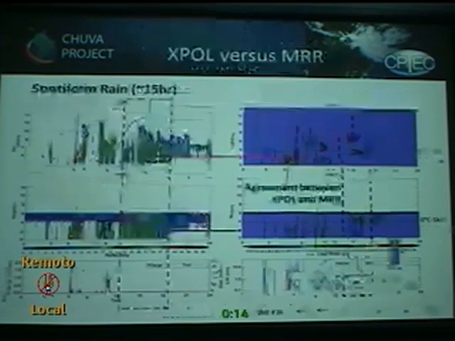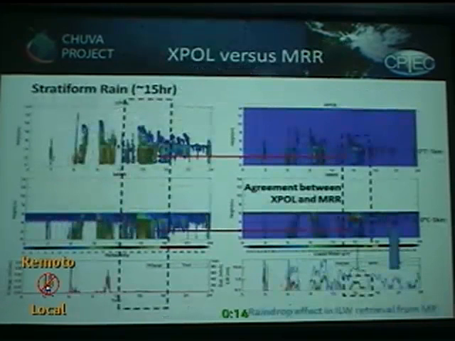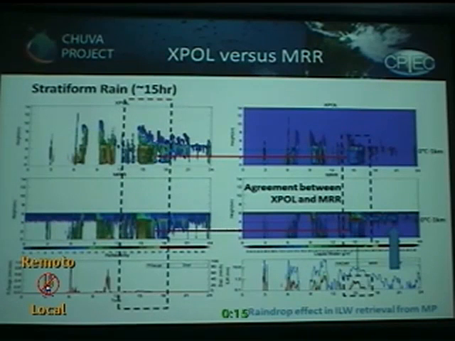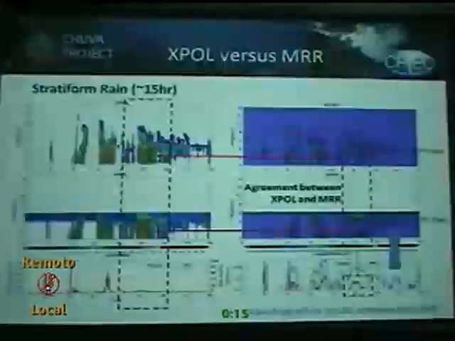But if you have a stratiform system, we have a lot of agreement. We have agreement between the radars. It's very good. There is no problem. The liquid water content is close between them. Okay. I think it's the last one. So, any question?